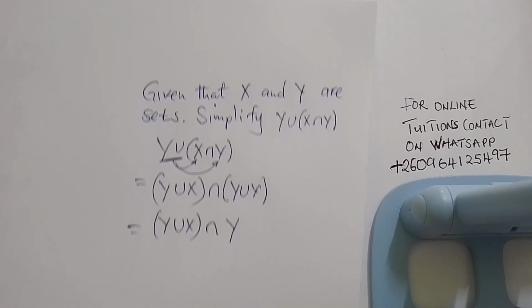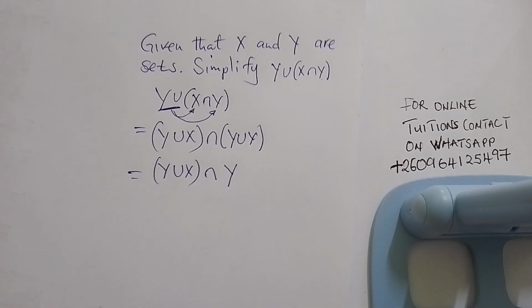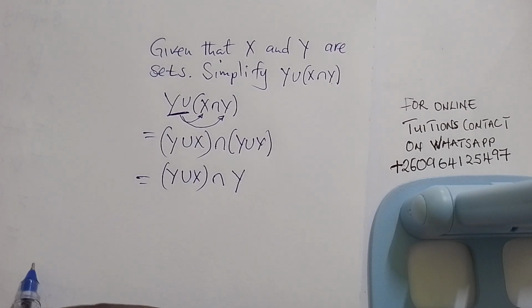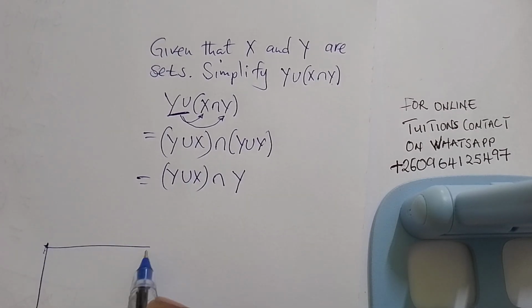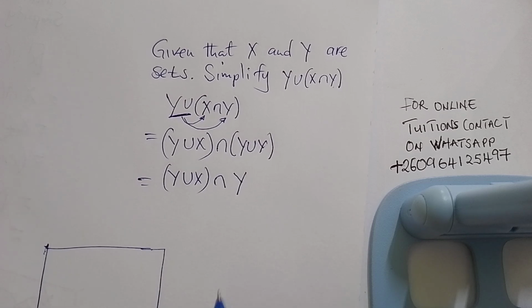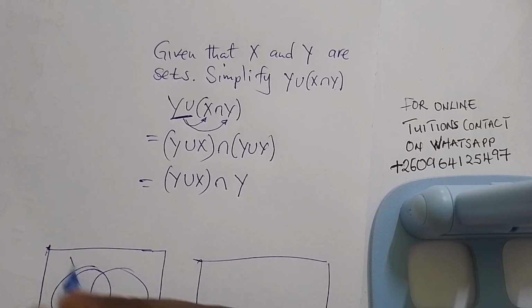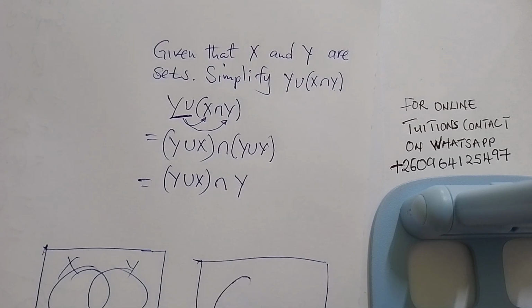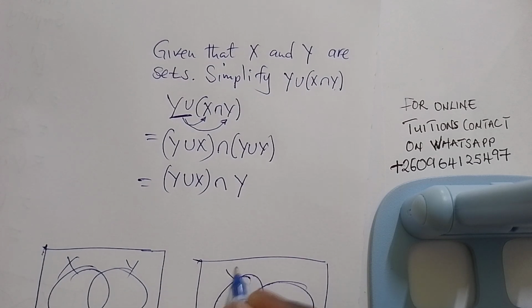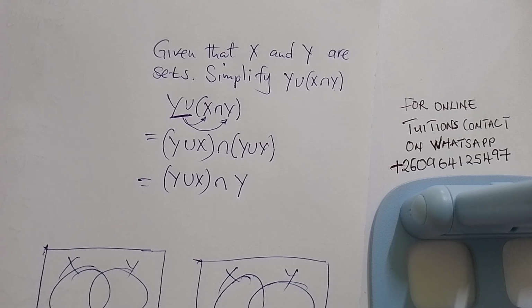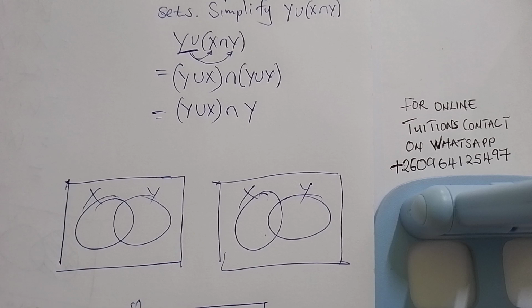Now, from here, I want to show you this information using the Venn diagram. So, using the Venn diagram, this is what you're going to have. So, this is x, y, and there we have x, y. Here, I'm going to have the final one.